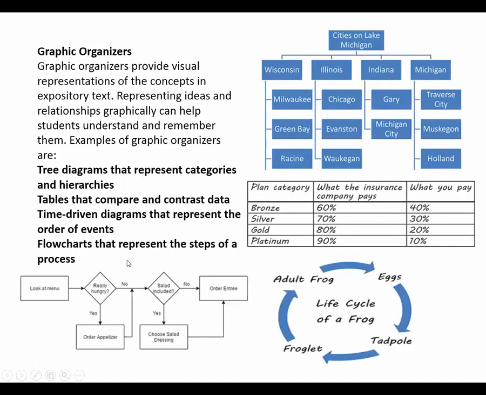And then there are some graphic organizers as well. Graphic organizers will also be helpful in understanding any particular text, especially an expository text. Okay, so graphic organizers provide visual representation of the concepts in expository text. Representing ideas in relationship graphically can help students understand and remember them. Like for example, tree diagram.